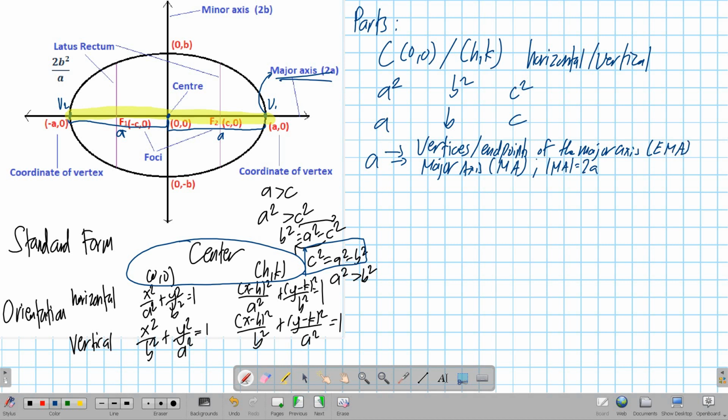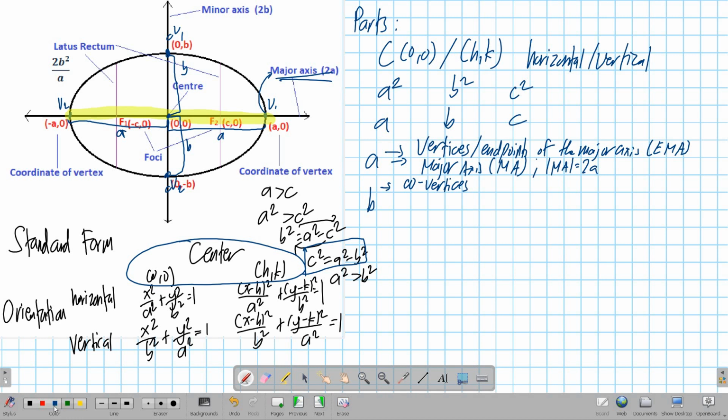Now, for B, what we get here is this one here. From the center to this point here, that's B units, and from this one here, that's also B units. So these 2 points here, I usually call them CV1, CV2. These are what we call our co-vertices. And so the distance from the center to a co-vertex is B, regardless if it's at (0, 0) or at (h, k).